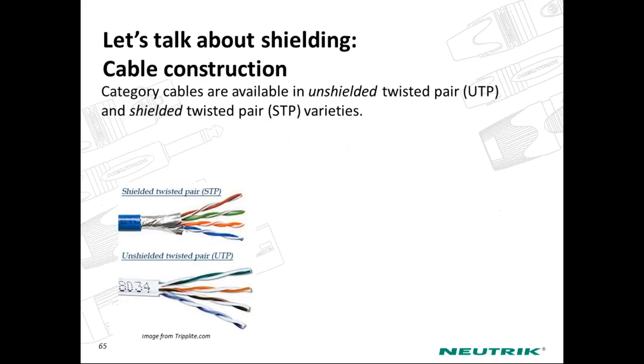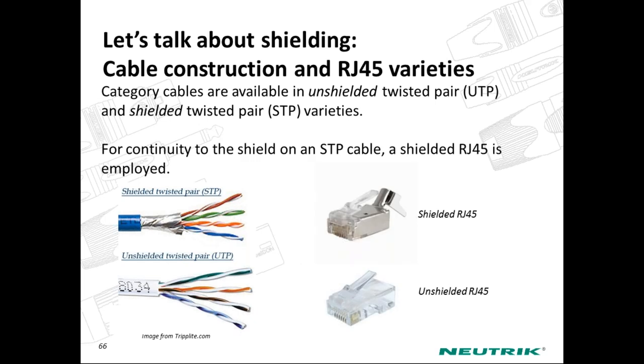Just very quickly, I'll show a shielded twisted pair cable, STP cable, and an unshielded twisted pair cable, UTP. On the next page, we show the RJ45s that go with these. So the shielded twisted pair requires a metal RJ45 because that metal is what actually transmits that shield signal as we go forward. So you can see the metal RJ45 on the top for the shielded pair and the unshielded RJ45 on the bottom for the unshielded twisted pair.